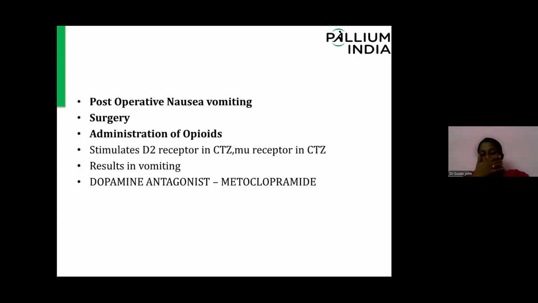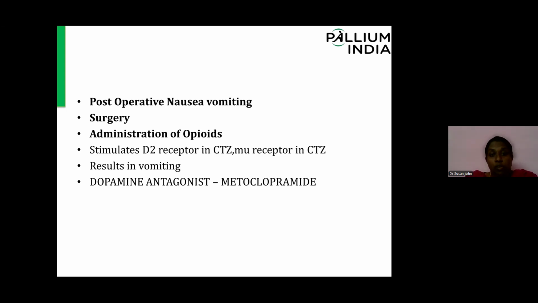So next thing is, usually we are telling that this is for the opioids, that is post-operative nausea and vomiting, or in case of surgeries, and also opioid related vomiting. Usually while we are giving the opioids, it will act on the D2 receptors in the CTZ, and also mu receptors in the CTZ. While the D2 receptors or CTZ receptors are stimulated, it will send signals to the vomiting center, and that will result in vomiting.